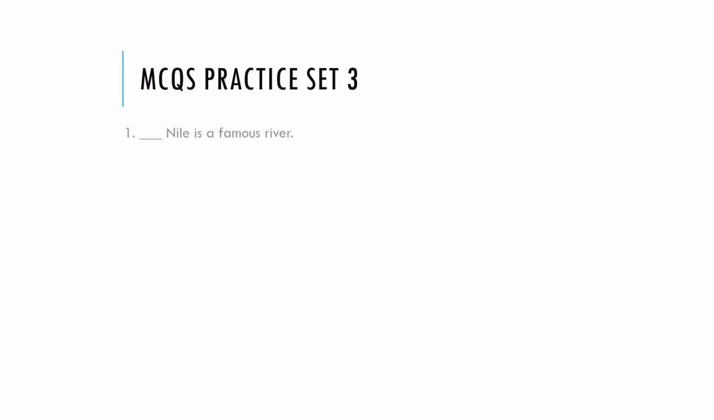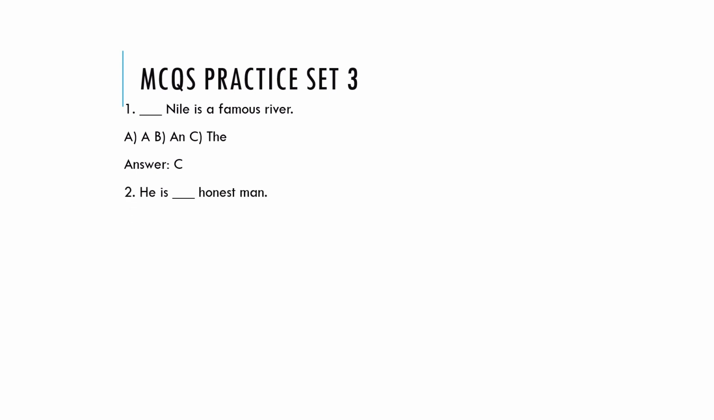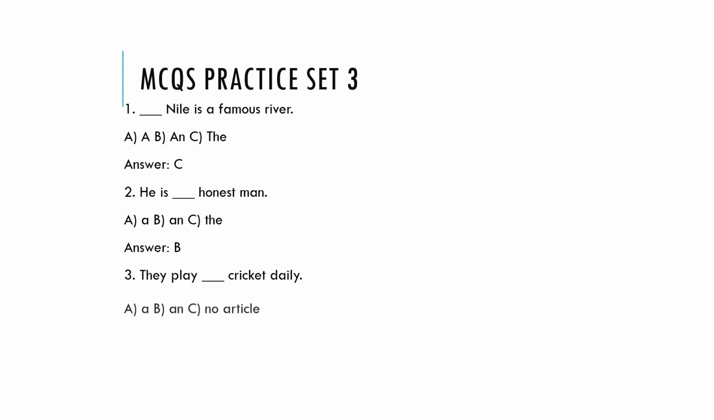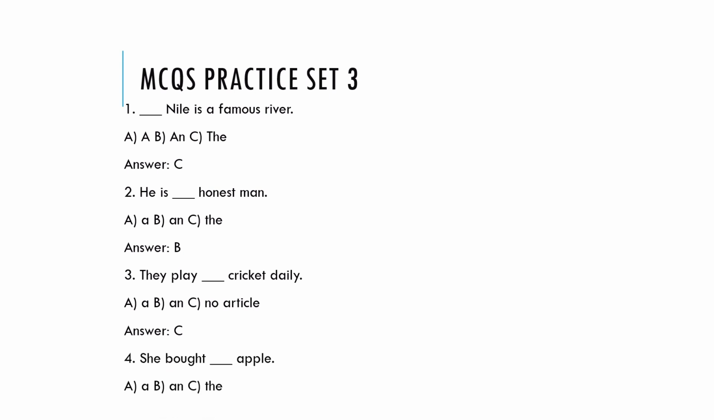MCQs practice. Dash Nile is a famous river. Answer is C, the Nile. He is dash honest man. A, an, or the. He is an honest man. They play dash cricket daily. A, an, or no article. They play cricket daily. She bought dash apple. She bought an apple.